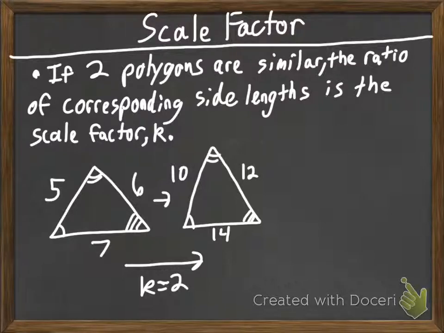So if we go from the triangle on the left to the triangle on the right, we see that the sides go from 5 to 10, 6 to 12, 7 to 14. So they're all doubling. So that's why our K equals 2, because our scale factor is times 2.